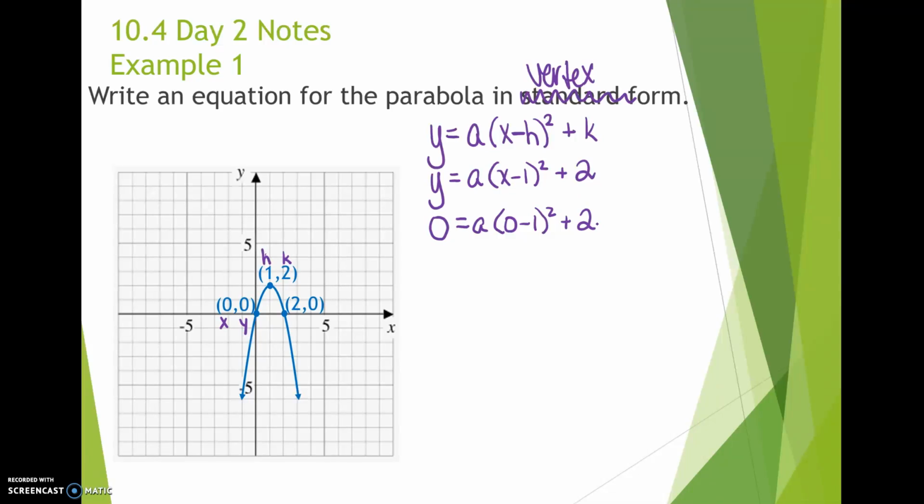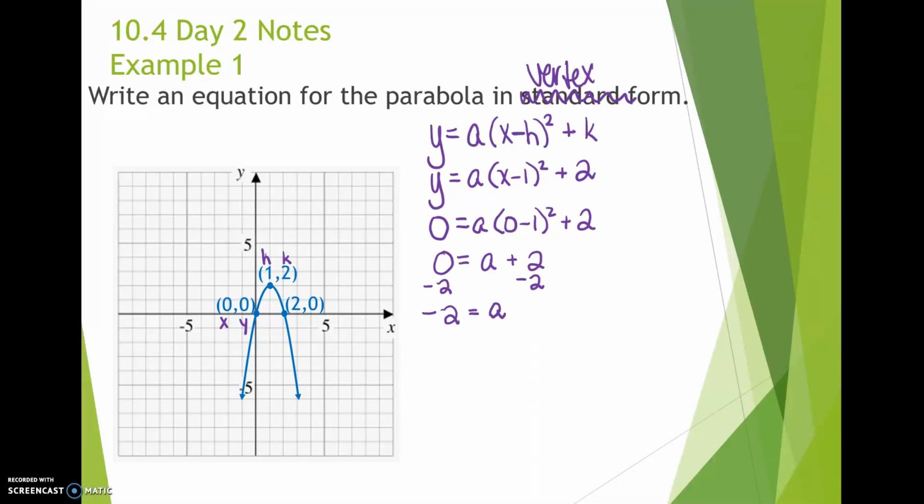And now the only thing in the equation that we don't know is a. So we can do a little bit of math and figure out what a is. Start in your parentheses. 0 minus 1 is -1, and -1 squared is 1. 1 times a is a. To finish solving this, we would subtract 2 on both sides. So a is -2.